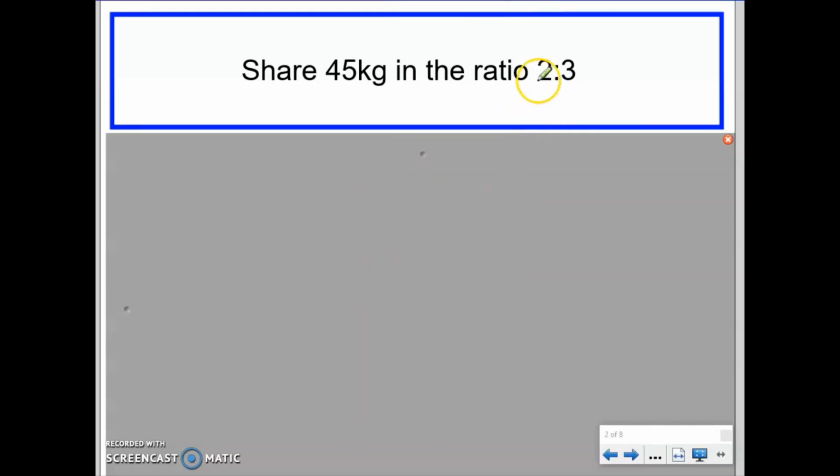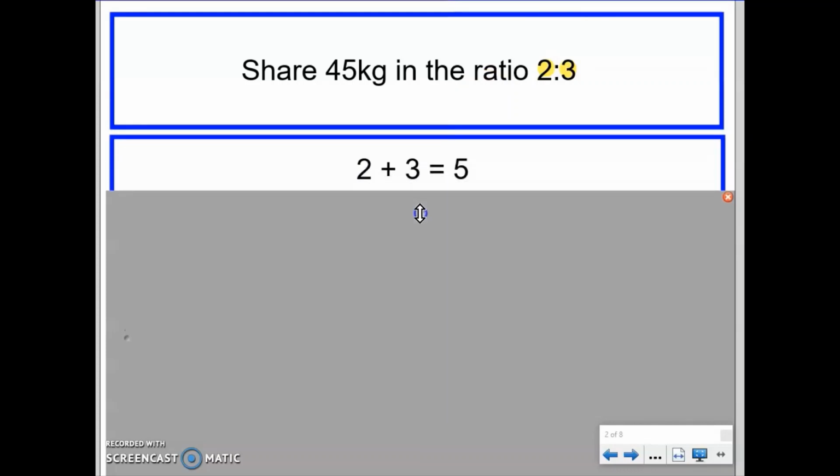The first thing I'm going to do is add up all parts in my ratio to find out how many parts of the ratio there is altogether. So I'm going to add 2 and 3 to tell me that I'm dealing with 5 parts of the ratio altogether. So step 1 is an addition, adding up the numbers in the ratio.